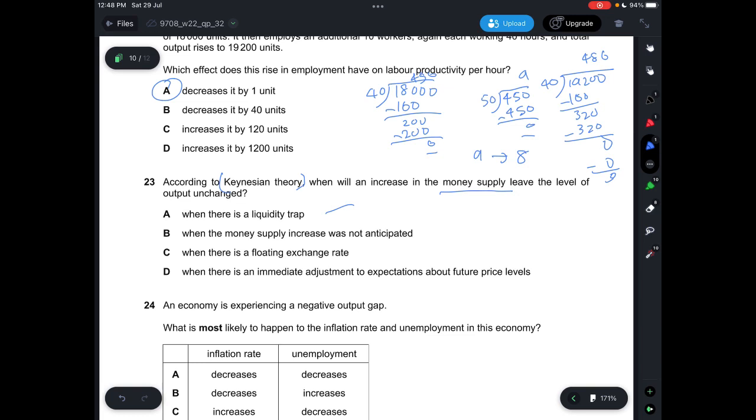And B, it says when the money supply increase was not anticipated, which is incorrect. And C, when there's a floating exchange rate, which is incorrect. With a floating exchange rate, an increase in money supply would actually help to increase the level of output. And D, when there's an immediate adjustment to expectation about future price level, which is also incorrect. So answer is A.